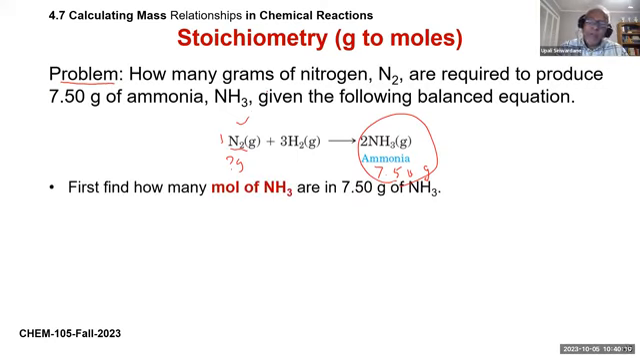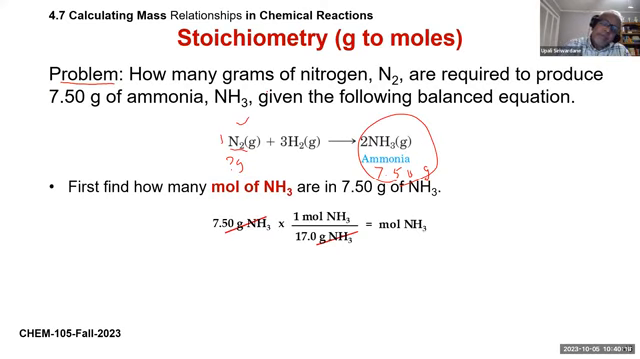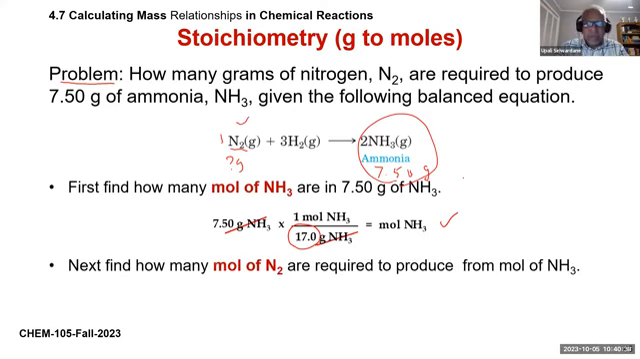First find how many moles. 7.5 divided by formula mass. Formula mass of ammonia is 17. You add nitrogen and hydrogen. So you get the number of moles of ammonia. So this calculation could be done with the factor label method in one calculation. Then moles of ammonia need to be converted to moles of nitrogen.